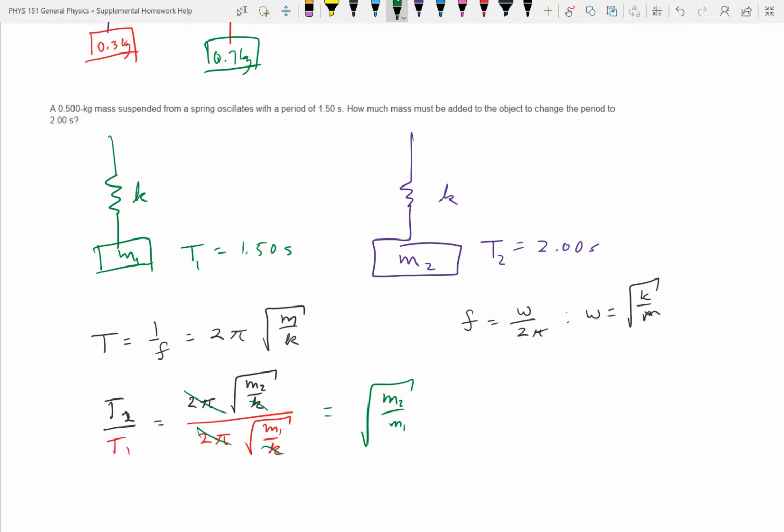So what am I looking for? M2. Okay, so m2 over m1 is equal to t2 over t1 quantity squared, right? I squared both sides. And finally, m2 is equal to m1 times that. Oh, so here you have to flip it. Well, yeah, because it's 1 over frequency. Okay.